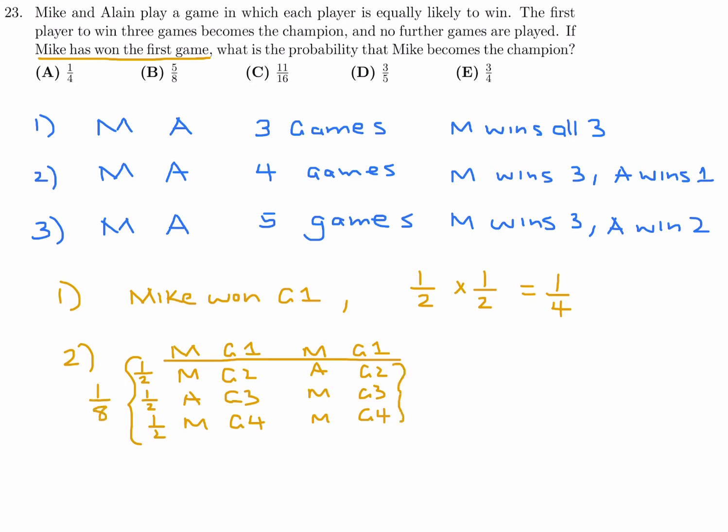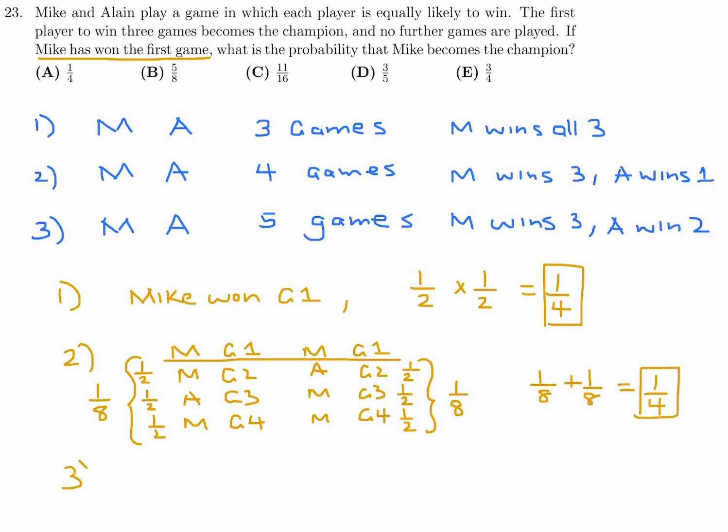Same thing over here. Probability of this is a half, this is a half, this is a half. When you combine them, it's 1/8. So this 1/8 plus this 1/8, we have to add them. And when you do, you get 2/8, which is a quarter again. So we have this quarter, and we have this quarter.